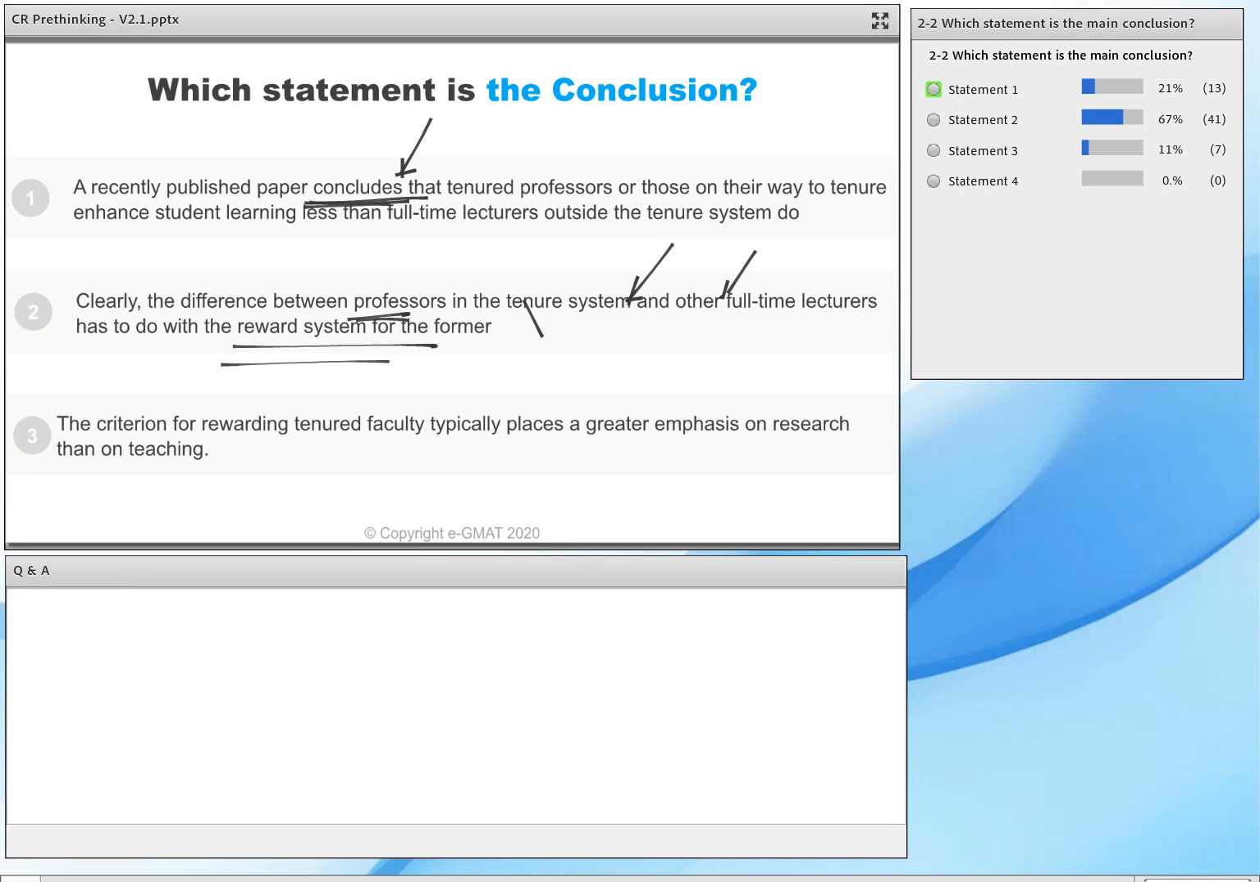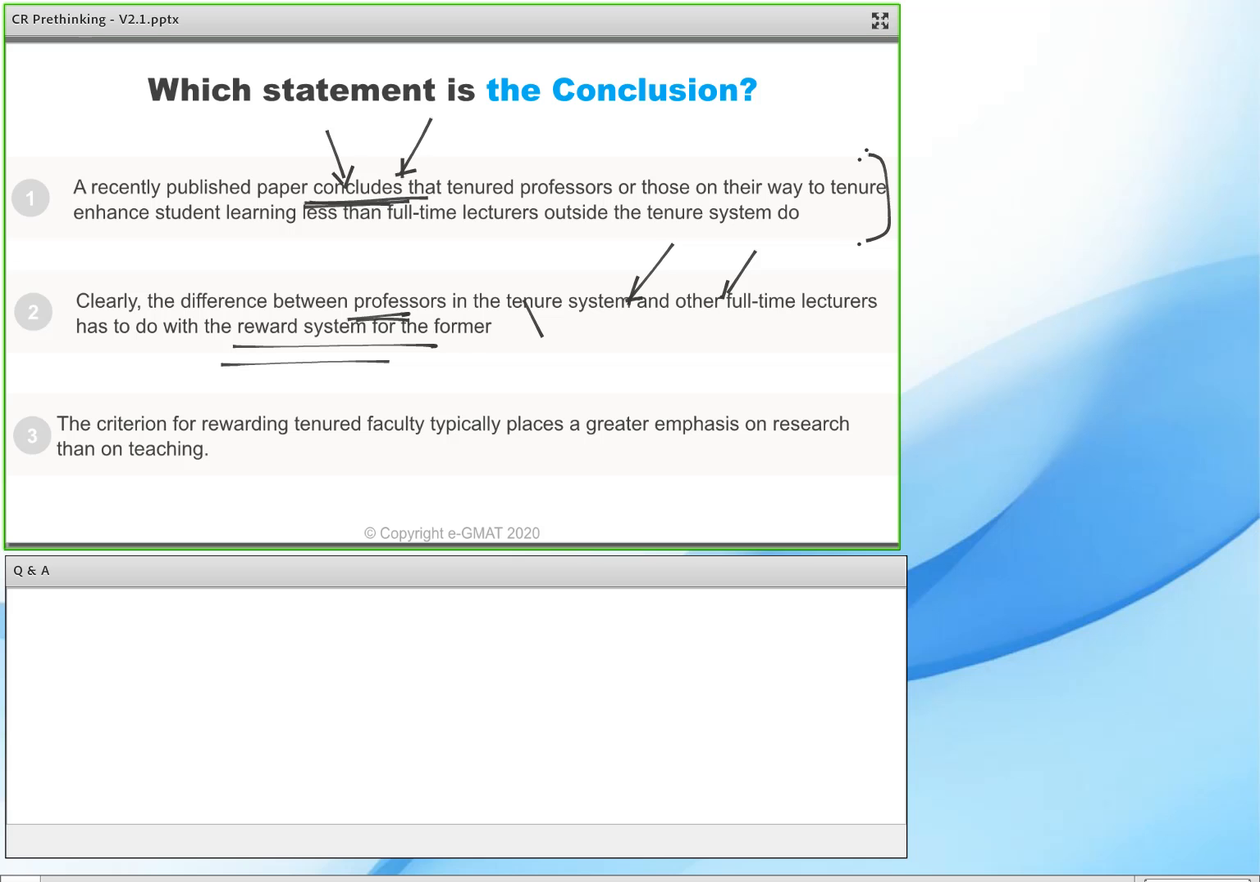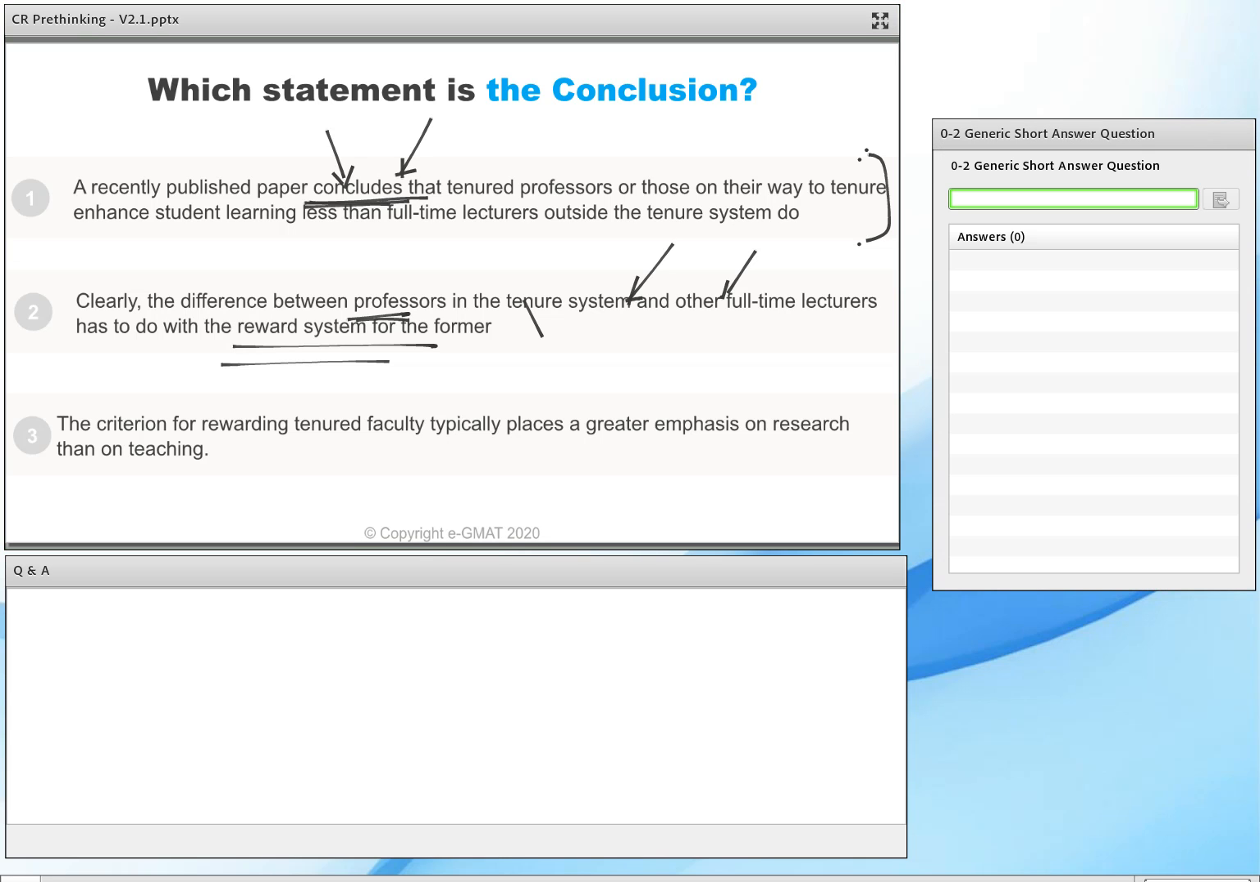So this is purely a data point, and this conclusion that has been made is not the author's conclusion. It is the conclusion made by whom? Who's made the conclusion that tenured faculty doesn't do as good a job as full-time lecturers? The research paper, yes. It's not the author's conclusion. In an argument, the conclusion is always by the author. The author takes the conclusion of the research paper as a data point to essentially come up with his own conclusion to argue why this happened.